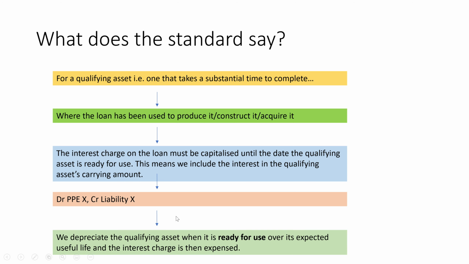And when the asset is finally ready for use, we then depreciate the asset over its useful life, and we expense the interest. For the interest charge incurred after the date that the asset is ready for use, we then expense it to profit and loss. So it then hits finance costs. I just want to point out as well, we don't depreciate the asset from when it's actually used, we depreciate it from when it's ready to use. Okay, so be aware of the distinction.